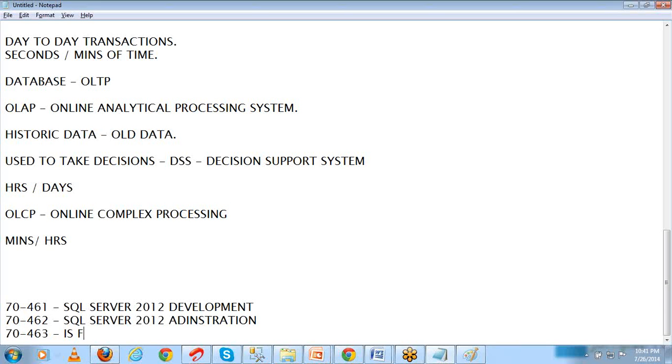463 is for implementing a data warehouse with SQL Server 2012.